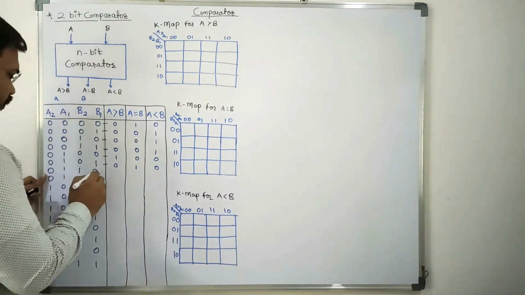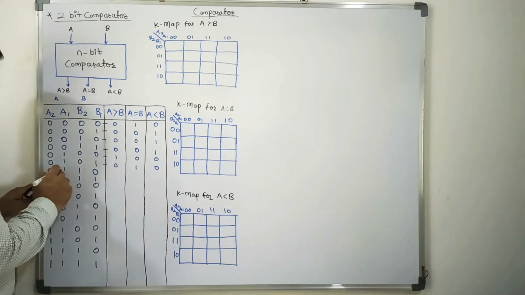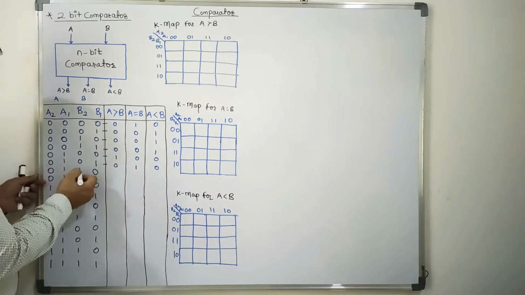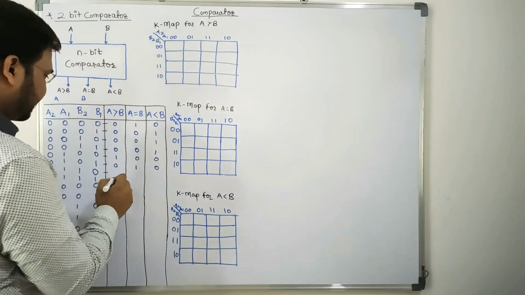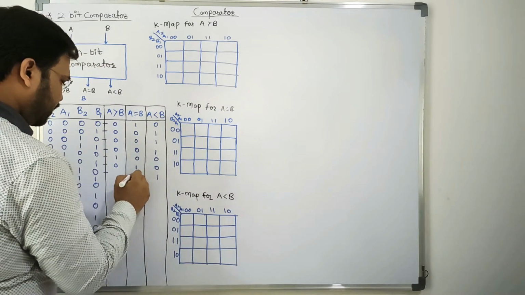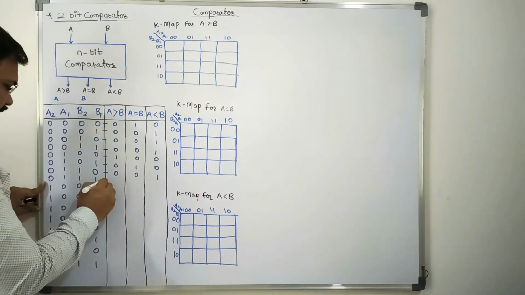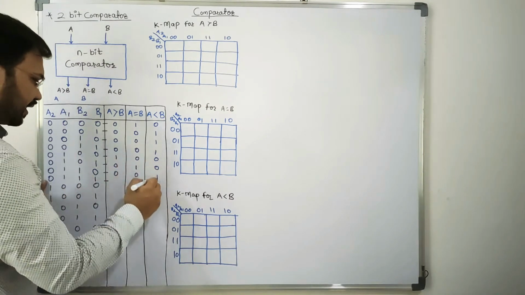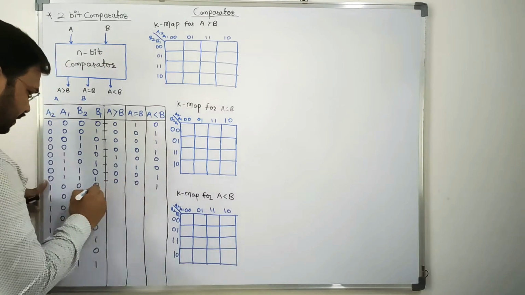Next, 0 1 1 0: 0 1 represents the number 1 and 1 0 is 2, so b is greater than a, so that output is 1 and the remaining are 0. Next, 0 1 1 1: 0 1 is 1 and 1 1 is 3, so again b is greater than a, so 1, and the remaining two are 0.